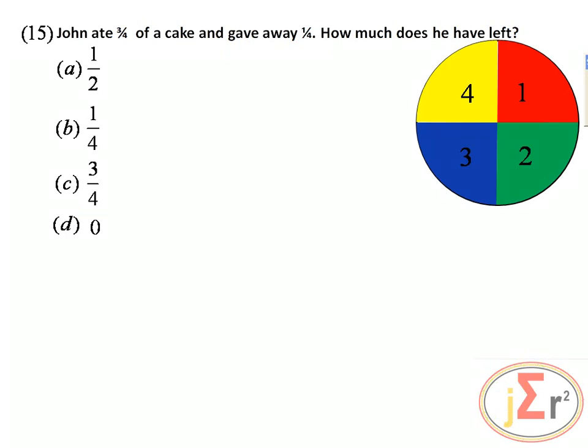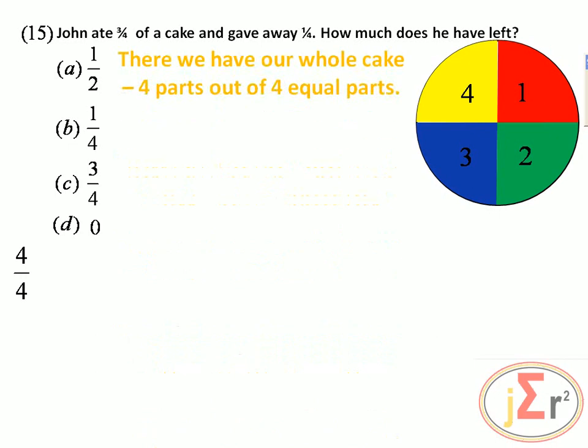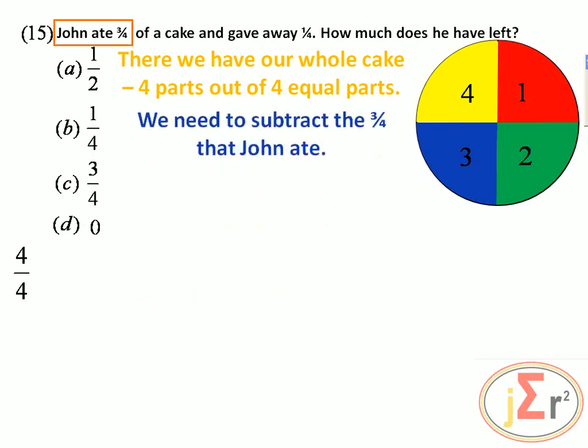John ate 3/4 of a cake and gave away 1/4. How much does he have left? So there we have the entire cake represented by 4/4. There we have our whole cake. 4 parts out of 4 equal parts. That's the entire cake. All 4 parts of the 4 equal parts. We need to subtract the 3/4 that John ate. He ate 3/4. Let us take that away.